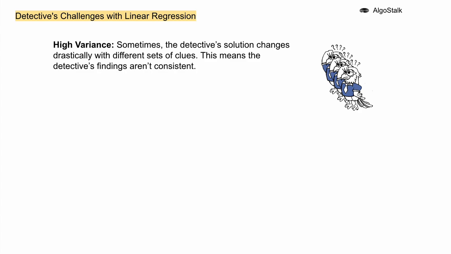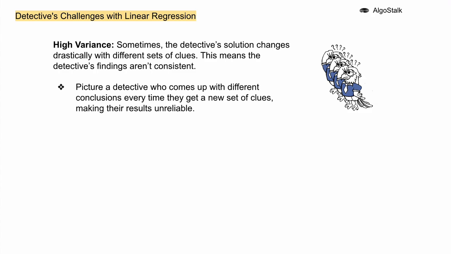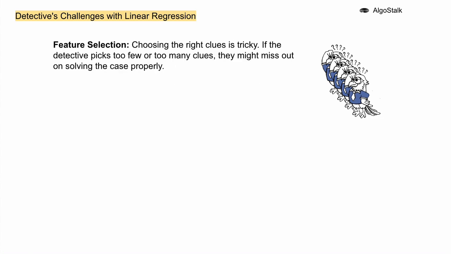High variance is when the detective's solution changes drastically with different sets of clues. This means the detective's findings aren't consistent. Picture a detective who comes up with different conclusions every time they get a new set of clues, making their result unreliable. Choosing the right clues is tricky.